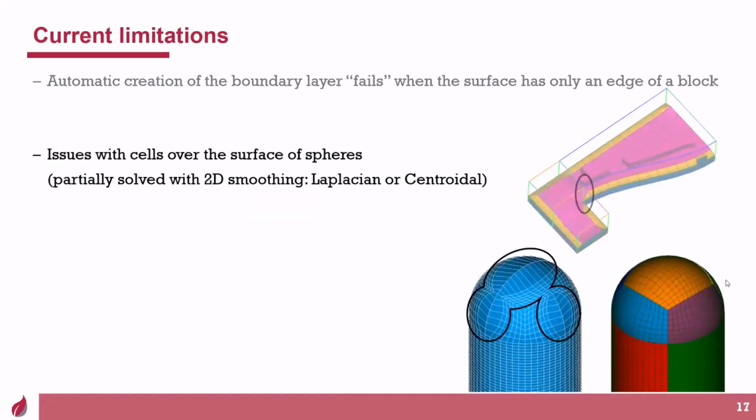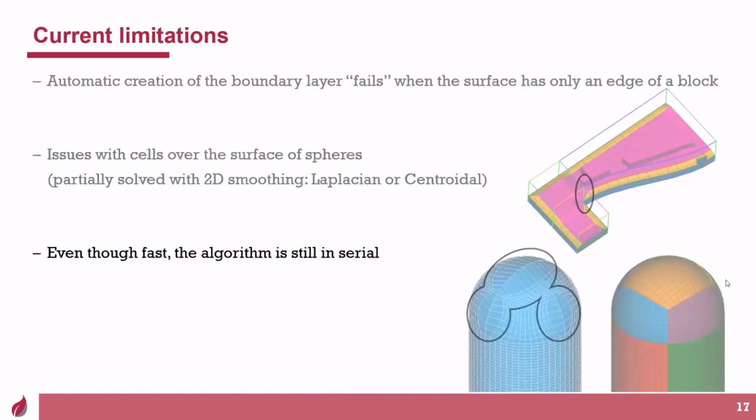Also, Salome has some problems over hemispheric surfaces. This can be partially solved with 2D smoothing that is already implemented in Salome. And even if it's really fast, it's still in serial. And obviously, the biggest bottleneck is the manual cutting of the geometry.